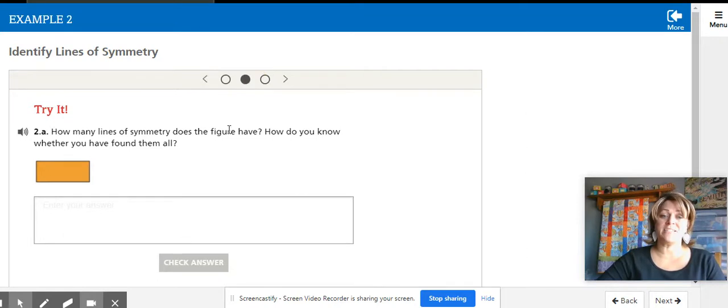How many lines of symmetry does this figure have, and how do you know? Make sure to check the answer. Here's another one. How many lines of symmetry does this have? Okay, be careful, double check. Check those answers, make sure you're on the right track before you move on.